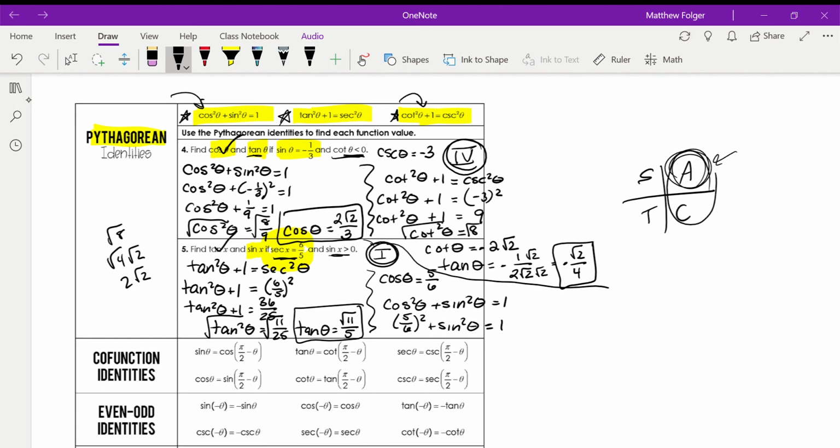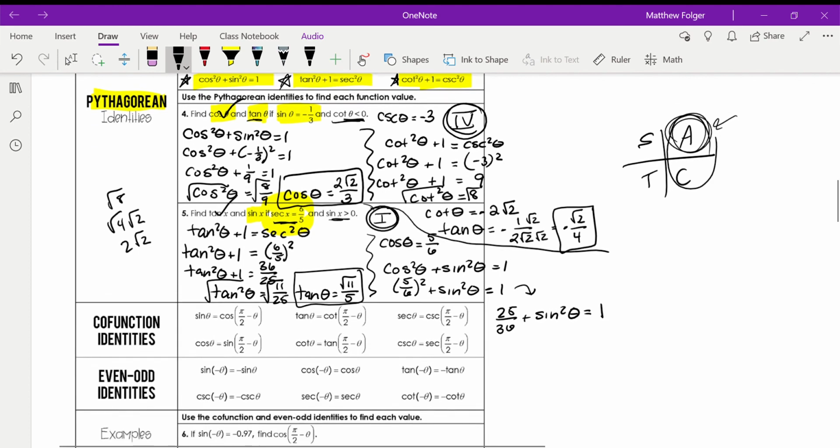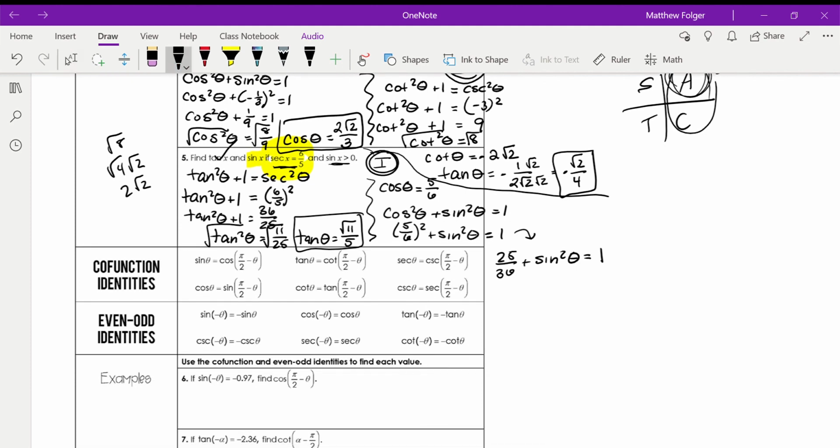I'm going to move this over now a little bit. We have 25 over 36 plus sine squared theta equals 1. I ran out of space here, so I'm just going to kind of work down the side here. Hopefully that's okay. And then we subtract 25 over 36. Well, sine squared theta equals 1 minus 25 over 36 is 11 over 36, which if I take the square root is square root of 11 over 6. And we've found sine of x, which is what we want.